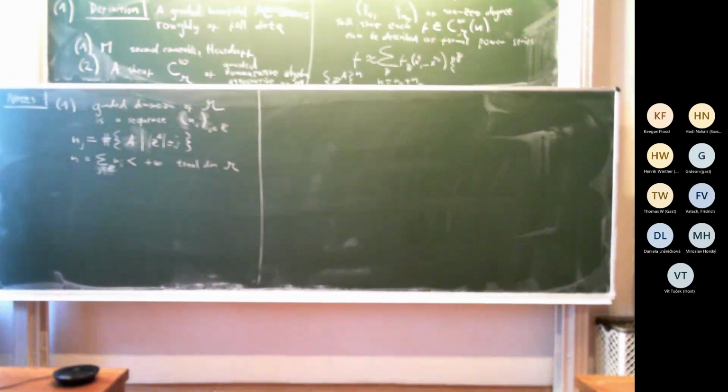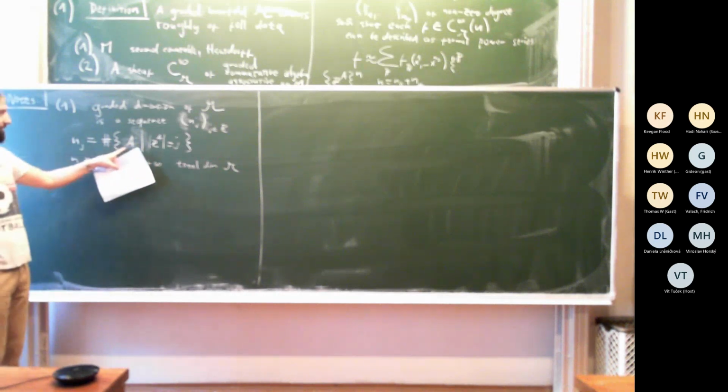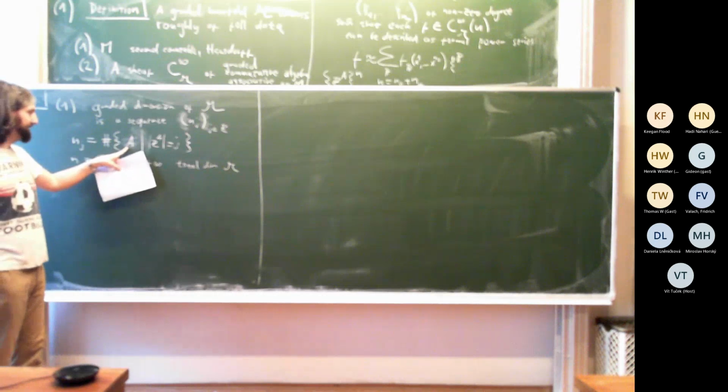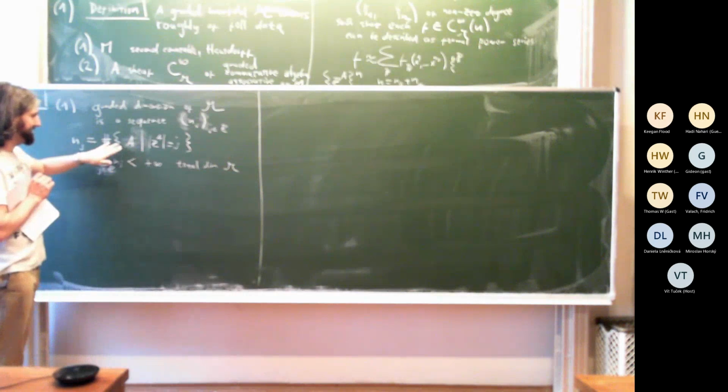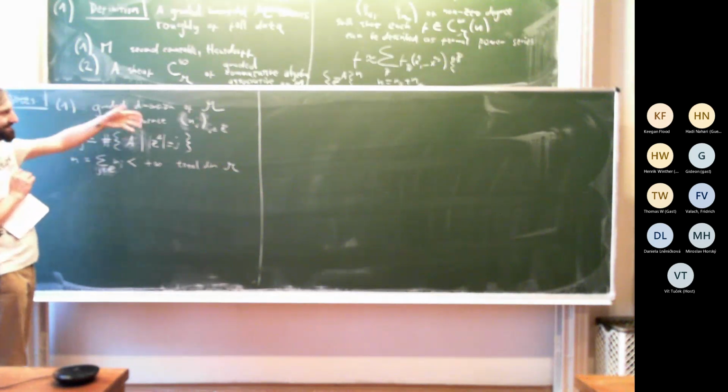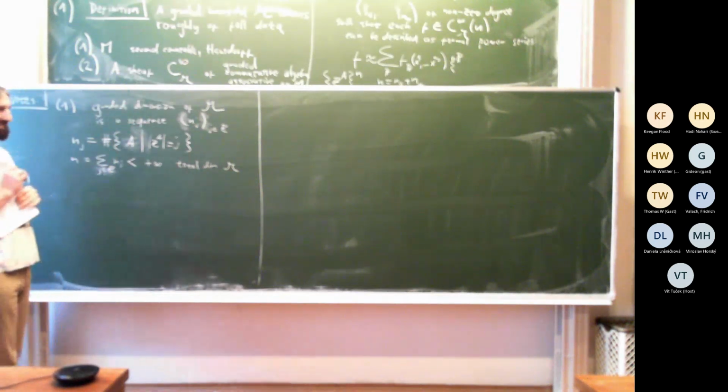And the second observation follows immediately. What is the cardinality of this set? This number of indices, the cardinality of, this is stupid notation. It's the number of indices. I understand it, but this is a set.